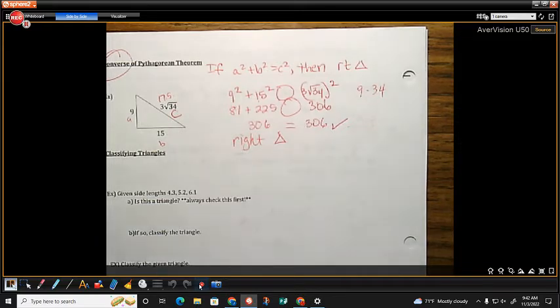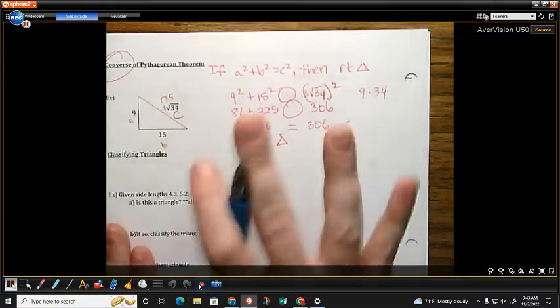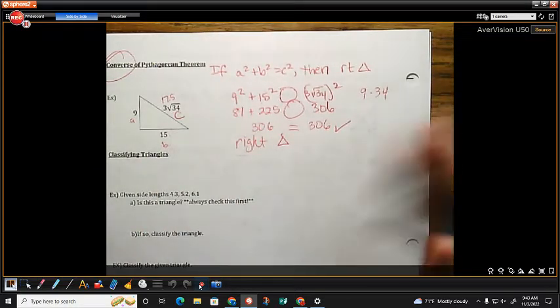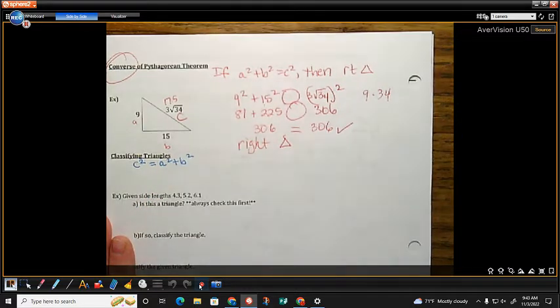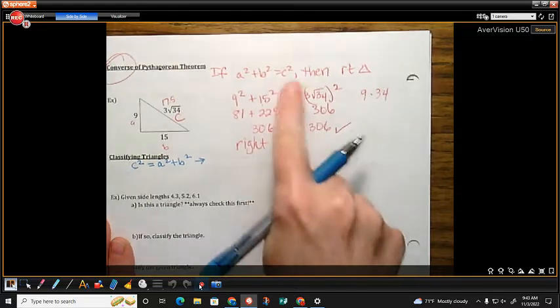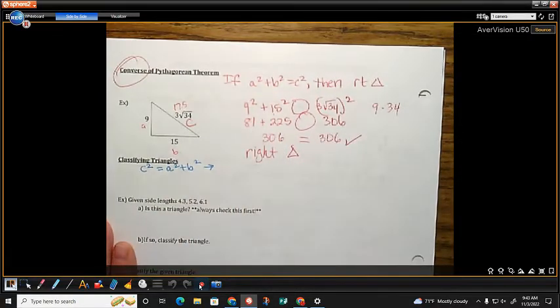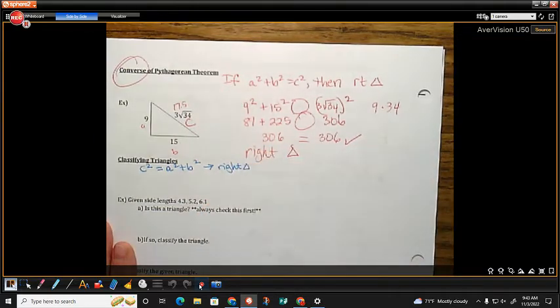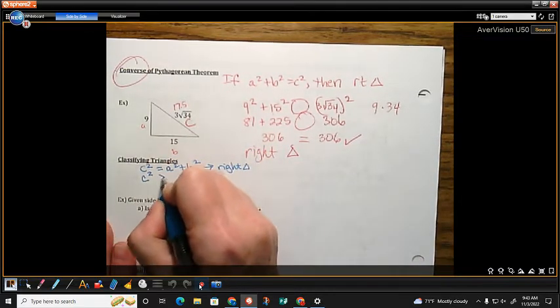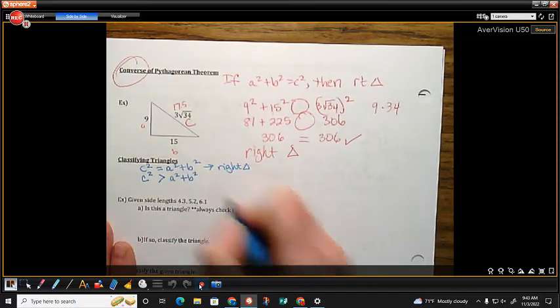See, your teachers from elementary and junior high have been hiding all the good information from you. Okay? Because, look, check this out. I'm going to flip the Pythagorean theorem backwards. So if you have c squared equal to a squared plus b squared, what kind of triangle did you have? If c squared equaled a squared plus b squared, what did you have? You had a right triangle. Well, what if c squared is bigger than a squared plus b squared?